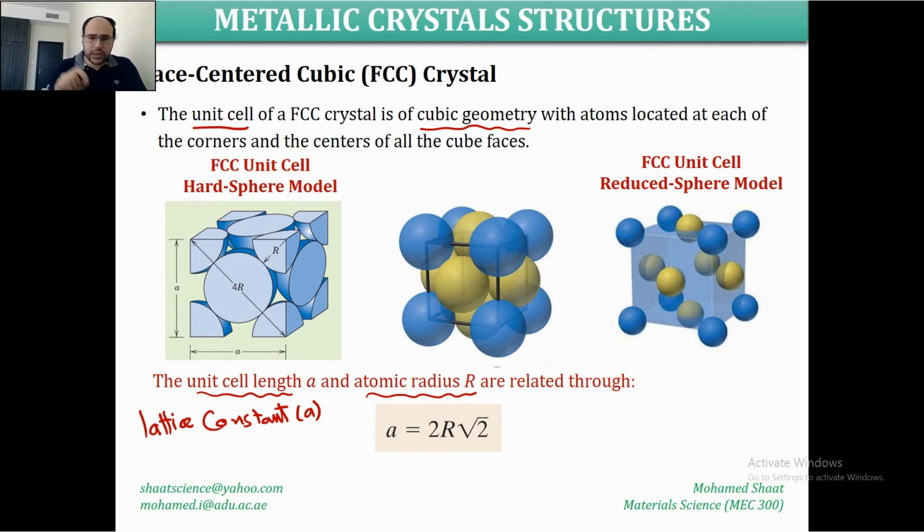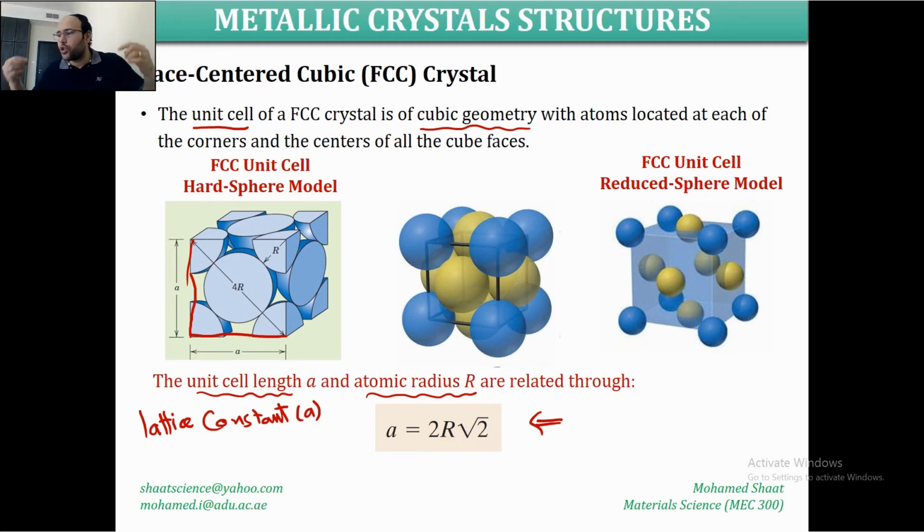Make sense? So R stands for the radius of the atom, and a stands for the size, or the length of the edge, of the cubic crystal. The length of this edge is going to be a, the length of that edge will be a, and so on. All the edges will be equal to a, which is known as the lattice constant or the unit cell length, which could be related to R through this relation, where a equals 2R times the square root of 2. This relation is fixed for any FCC crystal structure.